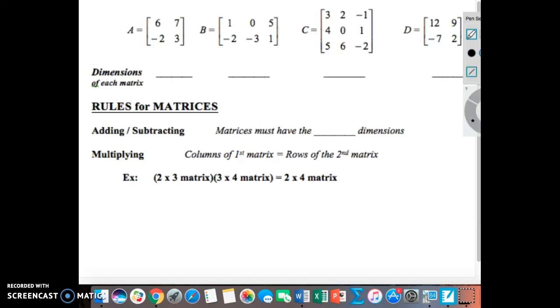This is Ms. Steele's Precalculus, section 9.5. We're going to be discussing the algebra of matrices. So, anytime we talk about matrices, we always label them in terms of rows by columns.